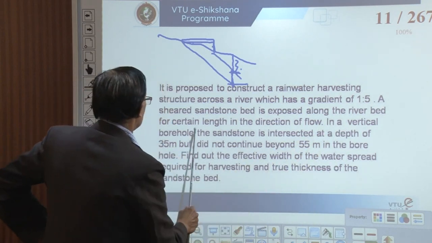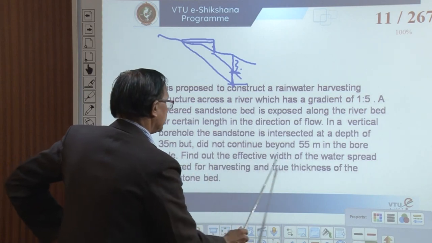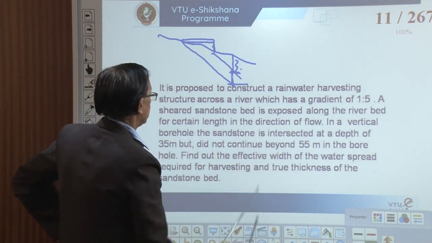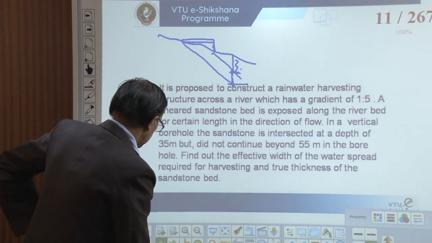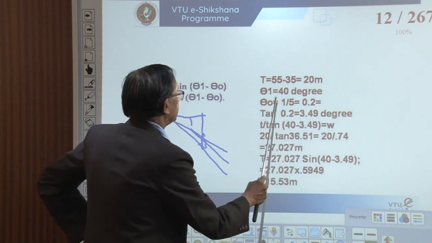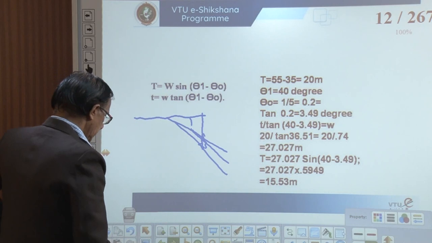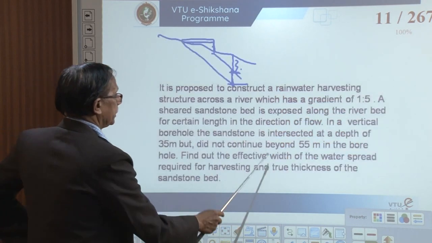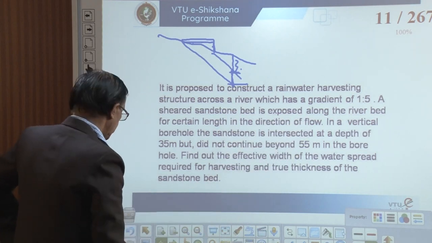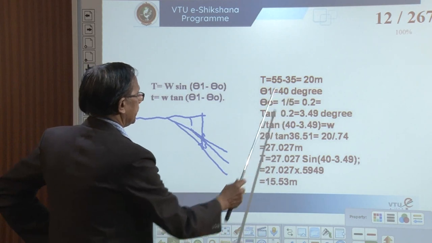Given the river bed, a certain length for the bore of 35, not extending 55 meter, find out the effective length. So, this degree he has not given. In the solution, we have theta 1 as 40 degree. Here we have to make a slight modification, that is, the bed is dipping at 40 degree. We have to add that. Okay. The theta 1 is 40 degree.